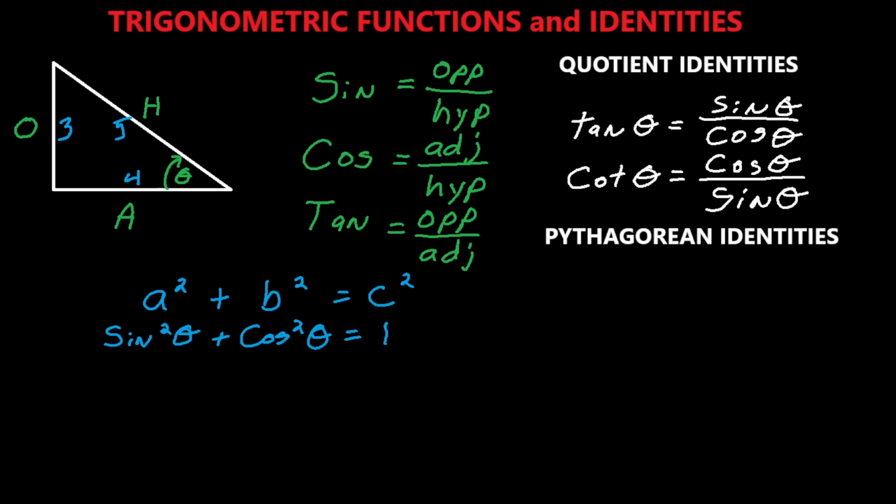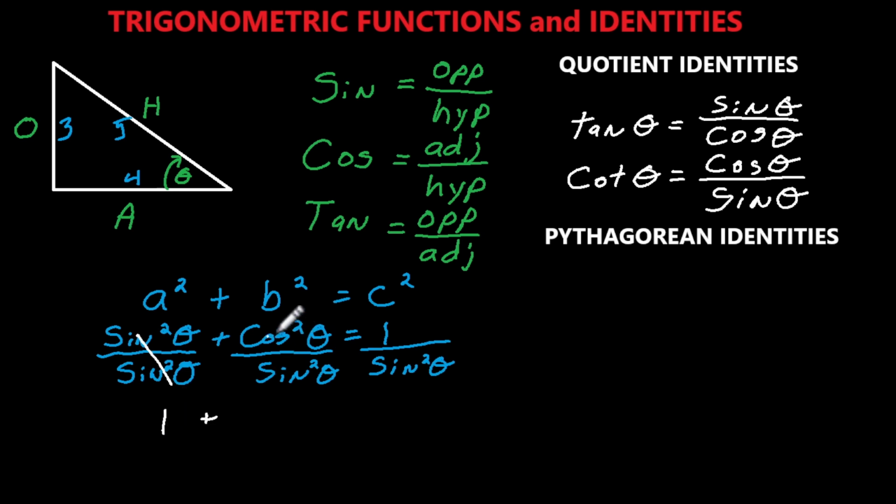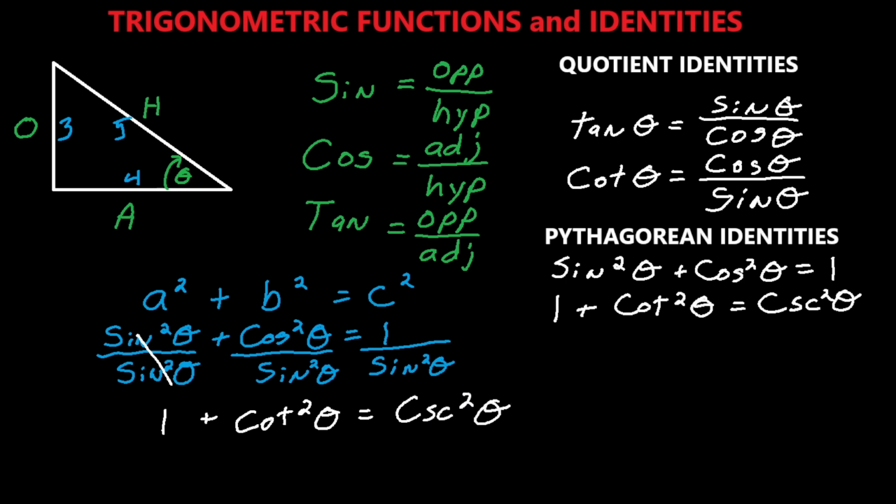So to start with, if I divide all three terms by sine squared theta, well, the first term is going to be simply 1 plus. Now, cosine squared theta over sine squared theta, if you recall from before, that was cotangent. So this is cotangent squared theta. And 1 over sine squared is the reciprocal of sine squared theta, which is cosecant squared theta. So we'll keep our running list of the Pythagorean identities over here.